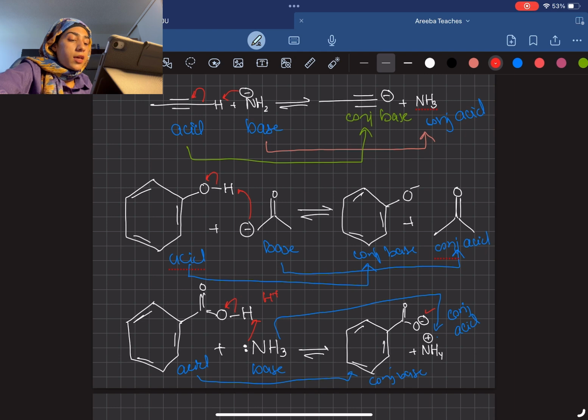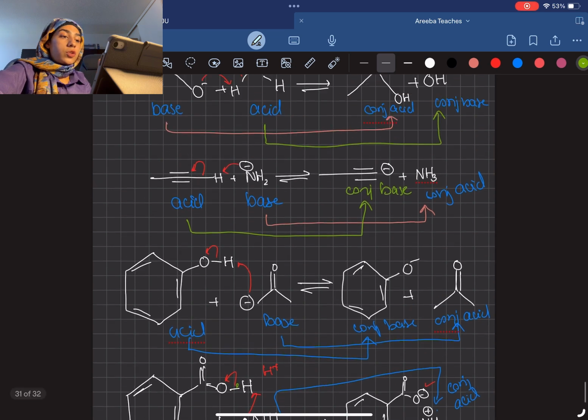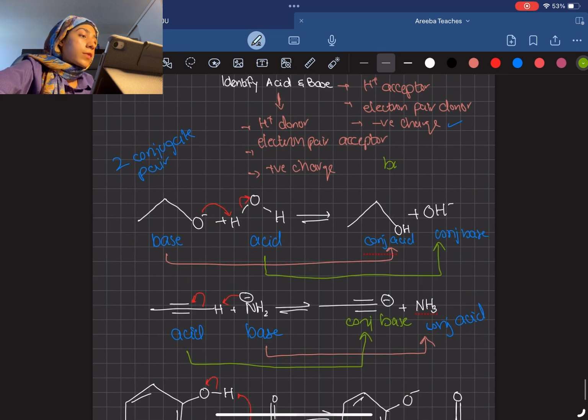And also, if you don't know how to read the arrow, let's say for the last example that we have, the arrow is going from the bond to the atom. Whenever an arrow goes from the bond to the atom, it means that it's breaking that bond. If you see over here, this bond gets broken down. So if your arrows ever go from bond to atom, that means breaking the bond.